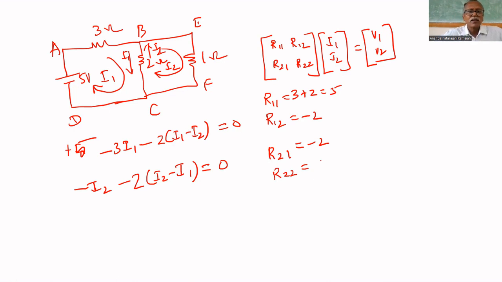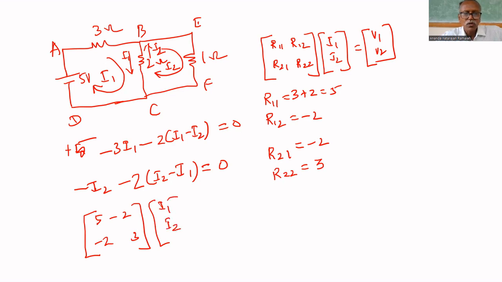R22 equal to what? 1 plus 2 equal to 3. Now write that in matrix form. If you write it in the matrix form, what will you get? [5, -2; -2, 3] times [I1, I2], and here V1. V1 is the voltage EMF in the first loop.